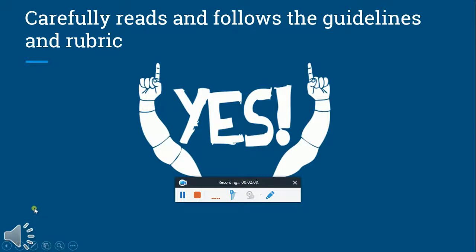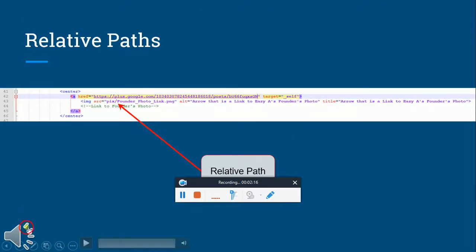Yes, I have read and followed the guidelines and the rubric. I used a relative path above, which is pix/founder_photo_link.png, to make the computer look through the local folder called pix and get the image. The local folder pix is in the .zip file that I turned in.